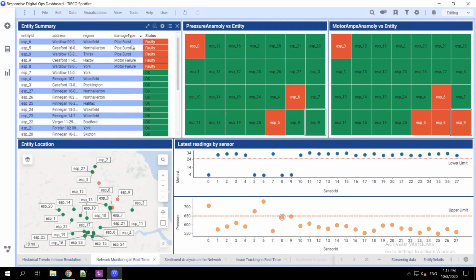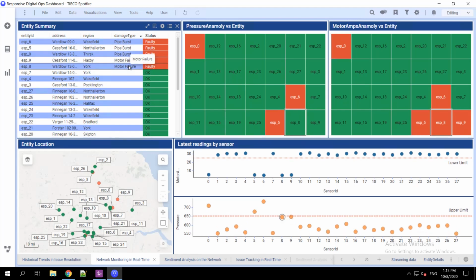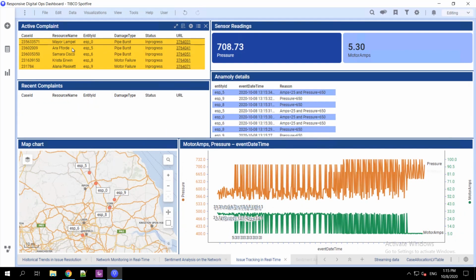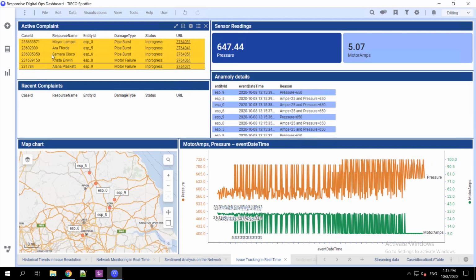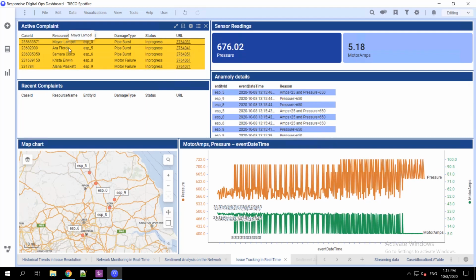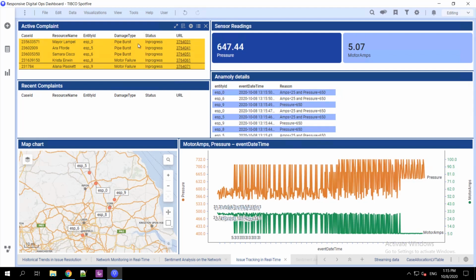We could see that when we moved on, we could only see one fault, but in this current simulation we can now see there are five issues. Three of them are pipe bursts, a couple of them are motor failures. Now let's track these issues and see who is responsible for fixing them. These are the cases that are currently in. We have five cases, we have resources who got allocated to these cases, and we have the status of these cases.